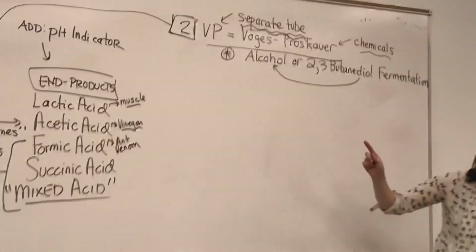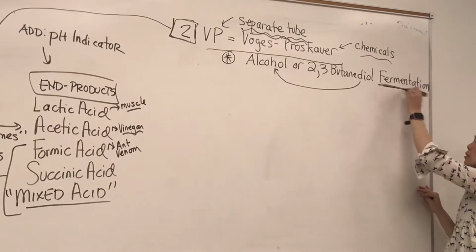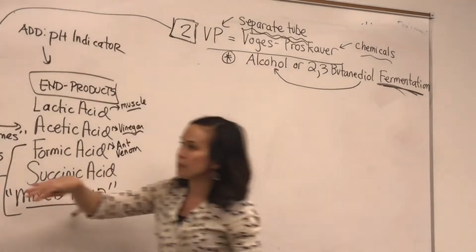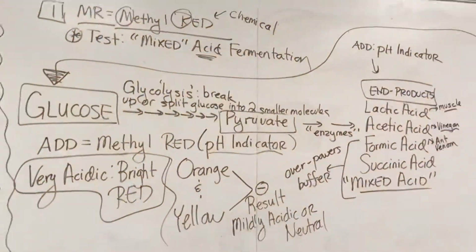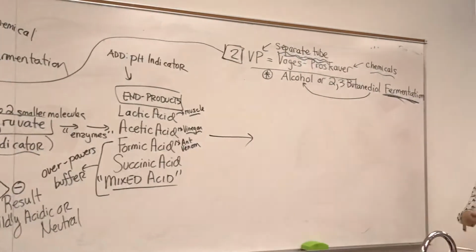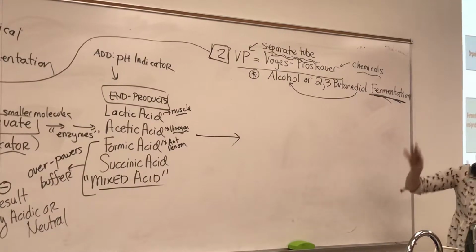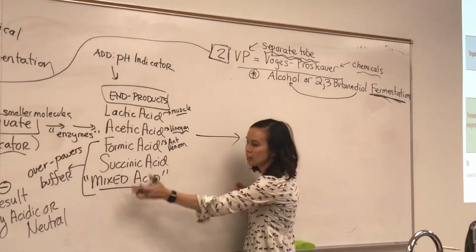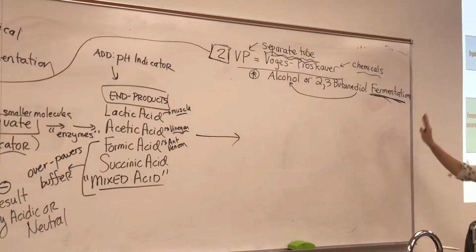And actually, the beginning part of this fermentation pathway over here, the alcohol, is going to be the same. So this picture over here also applies to this pathway. The only thing we're going to do is add 2 more steps. But it starts the exact same way. So glucose, glycolysis, pyruvate, generating the mixed acids. So that part is common to both test number 1 and test number 2.